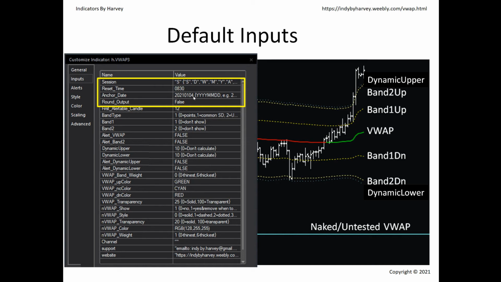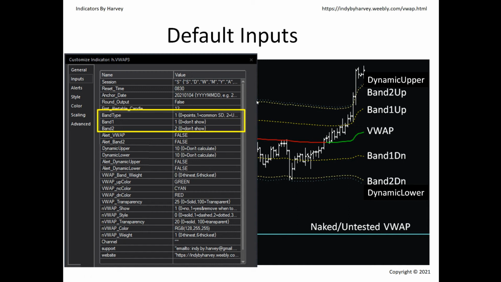VWAP is a calculation based on price and volume. By setting round output to true, you will see VWAP displayed at the closest tradable price. If it's false, which is the default, it is displayed as the calculation generates.